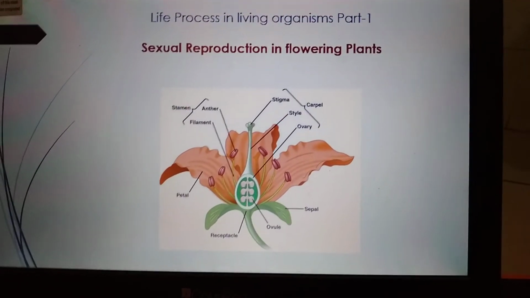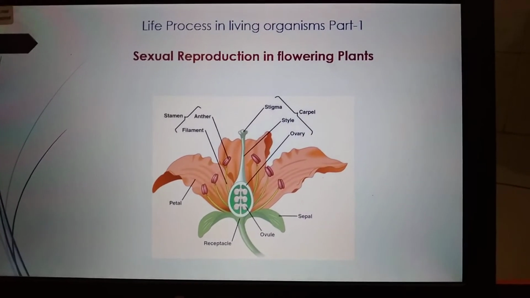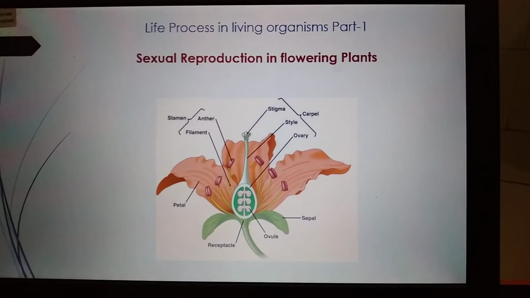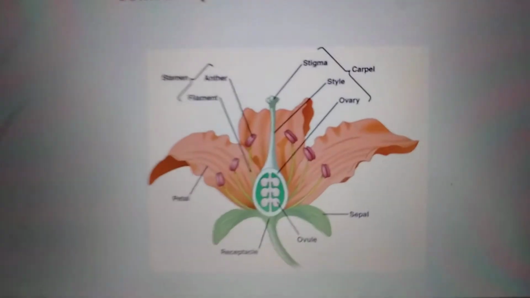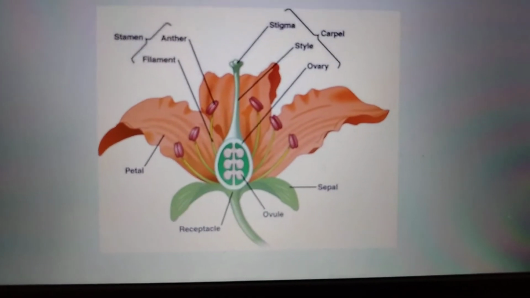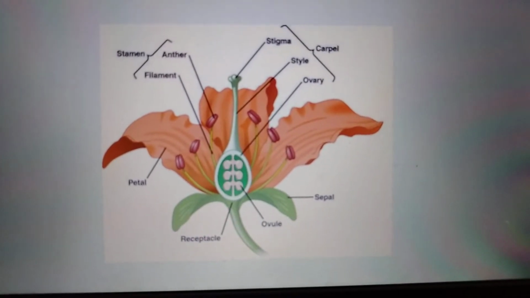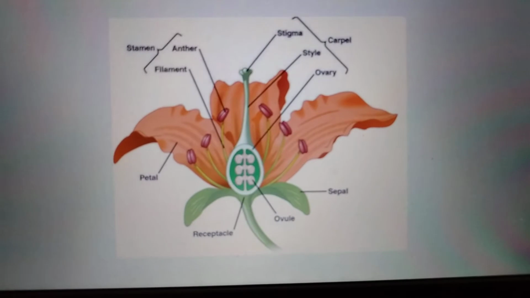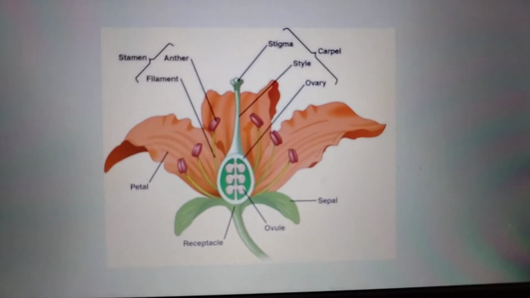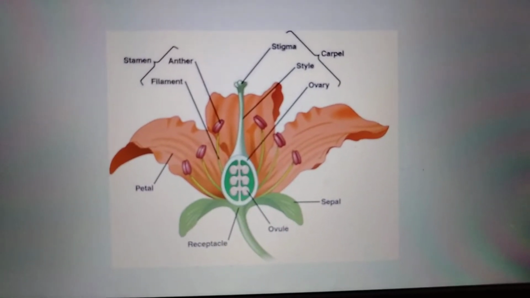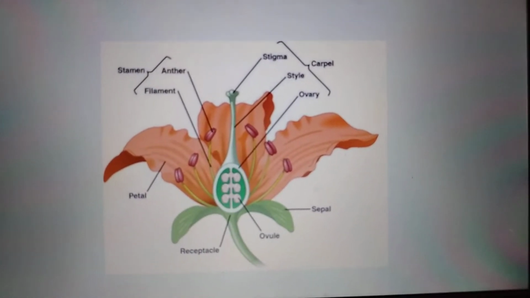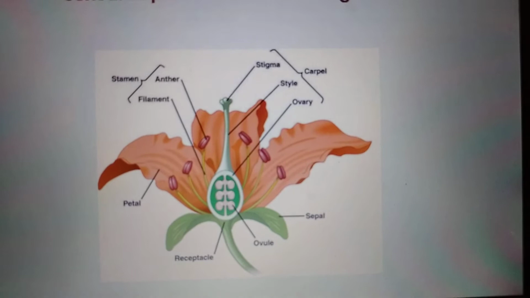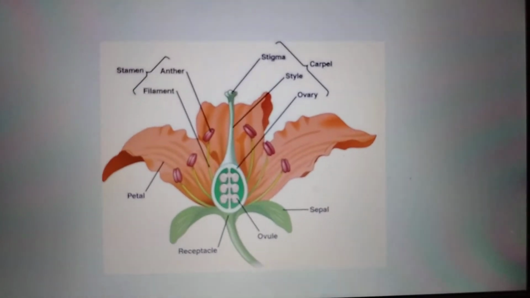This is the diagram for the chapter Life Processes in Living Organisms part 1, that is the diagram of sexual reproduction in flowering plants. As there is a stamen and carpel, your anther and filament are the male part, and the style, stigma and ovary are the female part. This is the most important diagram, which is generally asked in your board exams. Then there is the ovary, and it also consists of your sepals and petals.